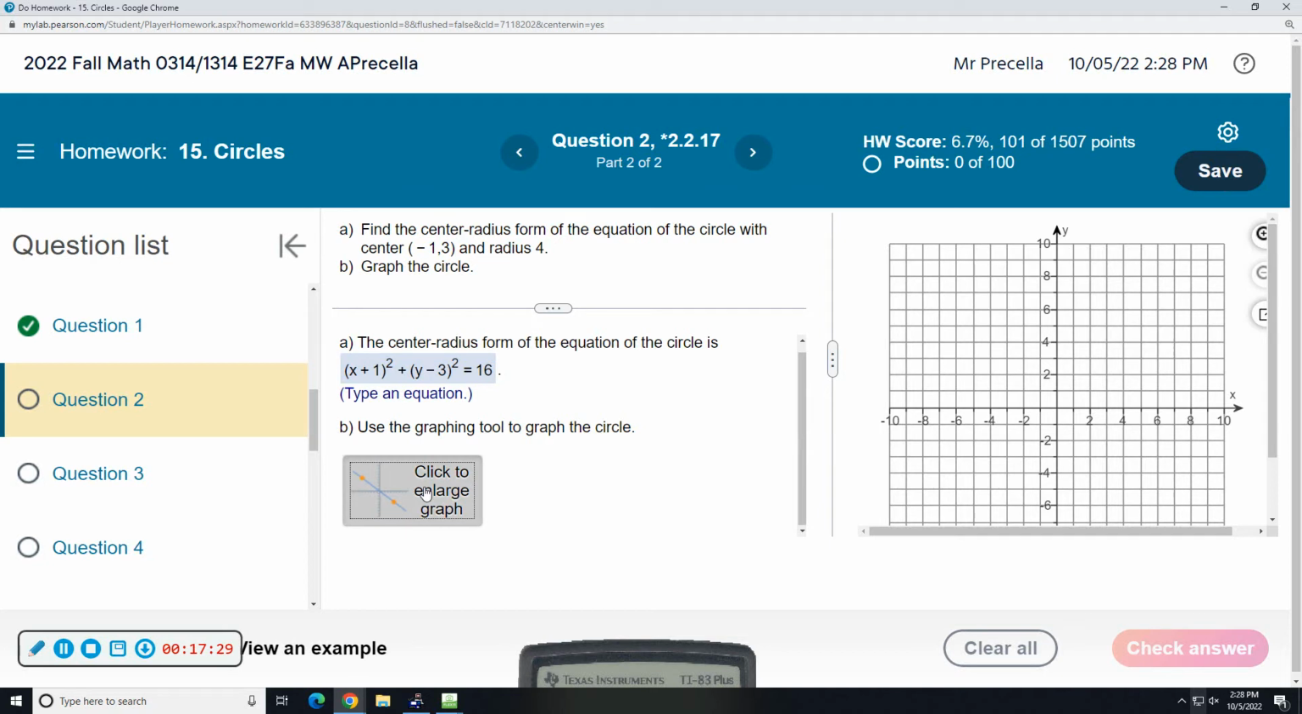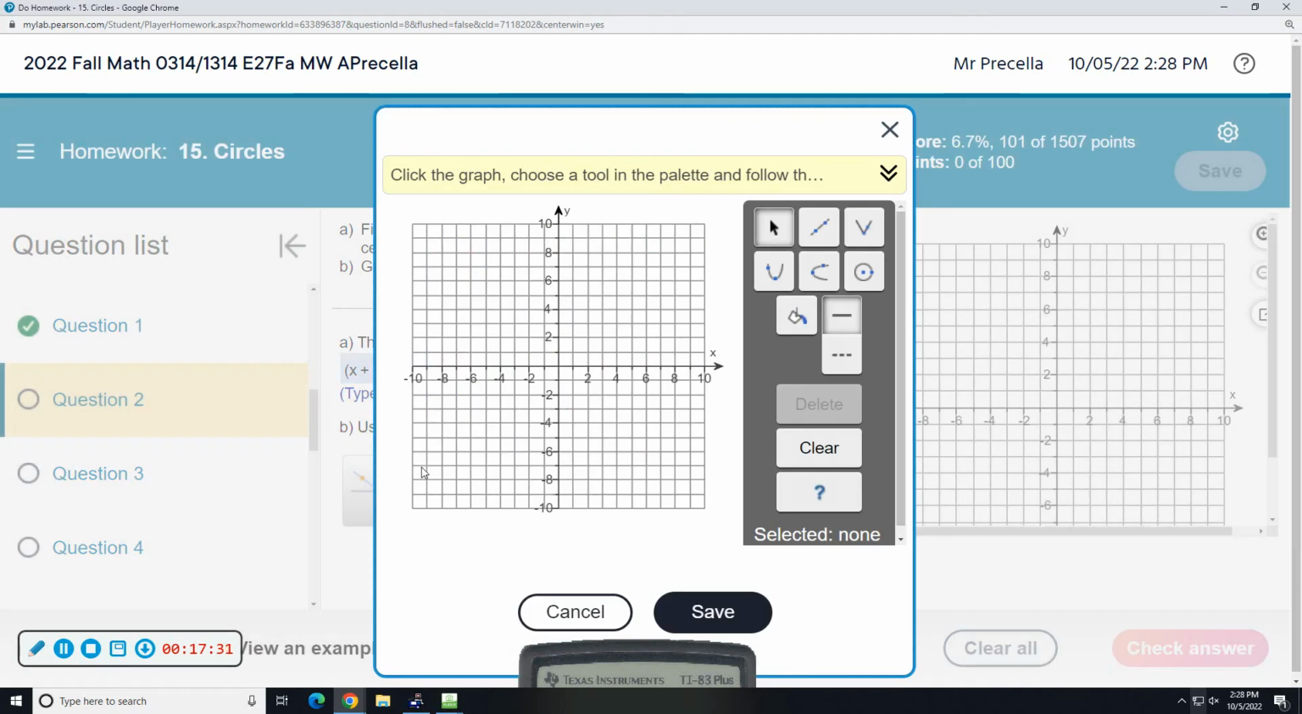Okay, let's draw the graph now. We click the circle tool. Oh, and if you look at this circle tool very closely, it's hard to tell colors, but the center is in blue, and then there's one other dot there in blue. That's saying that's what you're going to do. You have to use the center and one other dot. How do you find that other dot? That's where the radius comes in.